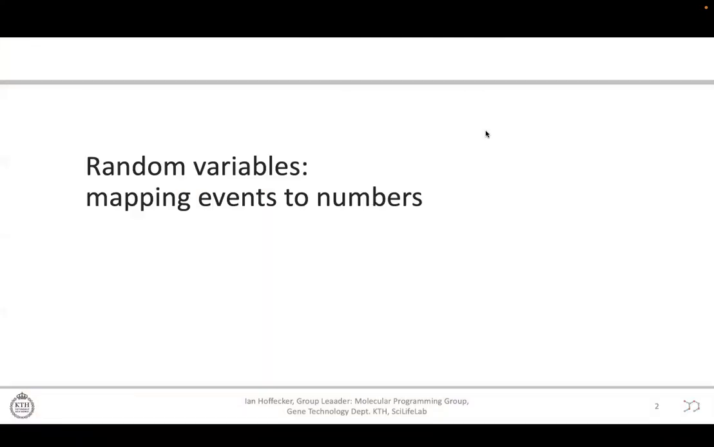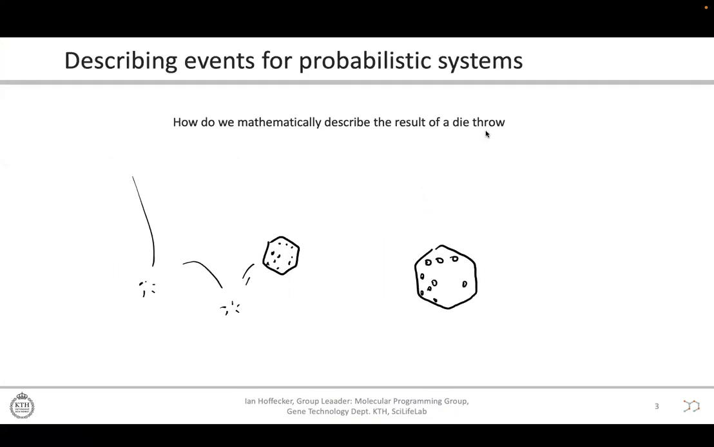And to start with, I want to talk about random variables, or the idea of mapping events to numbers. So just to start things off with some food for thought, let's say we want to throw a six-sided die, and we want to describe this process mathematically.